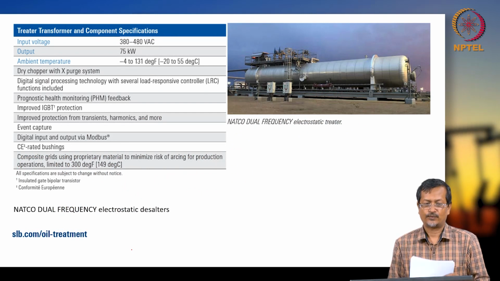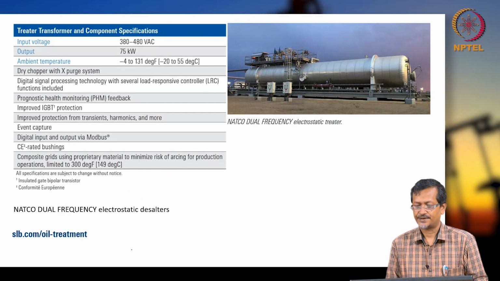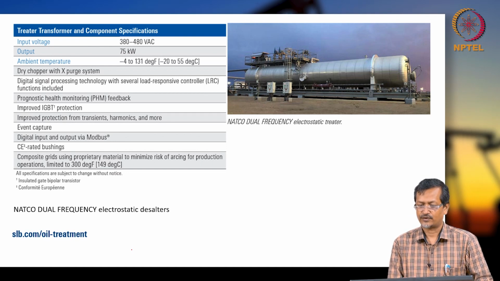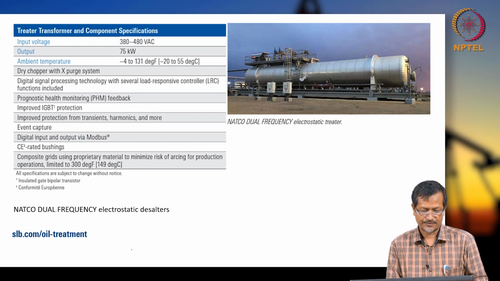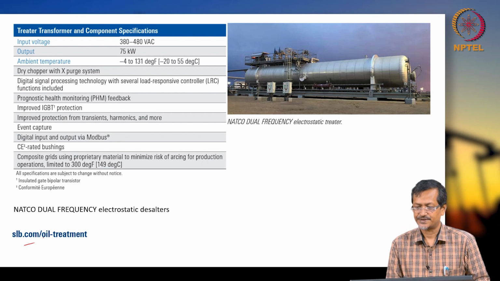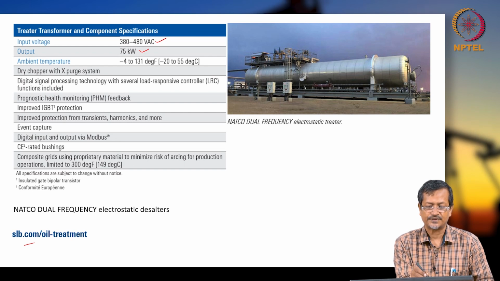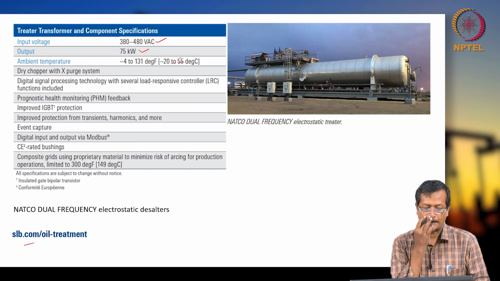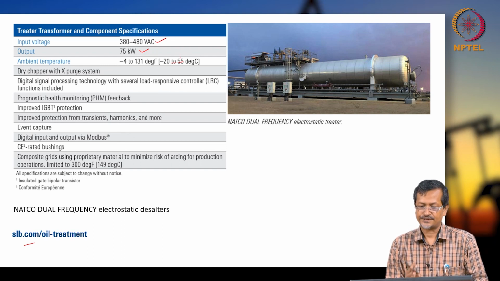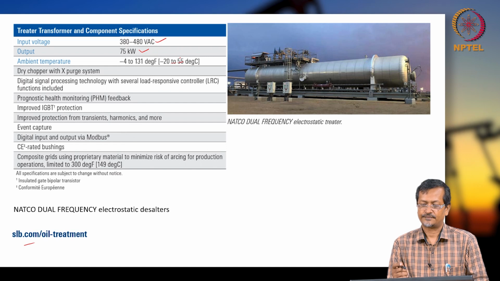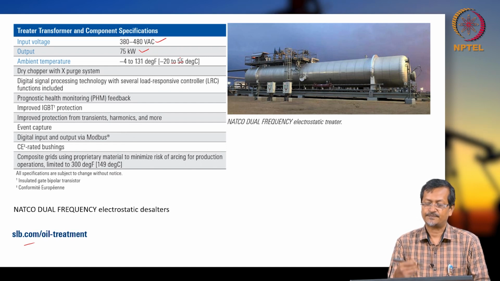So, here is one example heater treater I have taken from the NATCO dual frequency electrostatic treater. You can see this is from the Schlumberger website. The input voltage is 380 to 480 volts, the output voltage is 74, and the ambient temperature it can work in is -4 to 131 degrees Fahrenheit. And this NATCO dual type electrostatic treater has both AC plus DC.